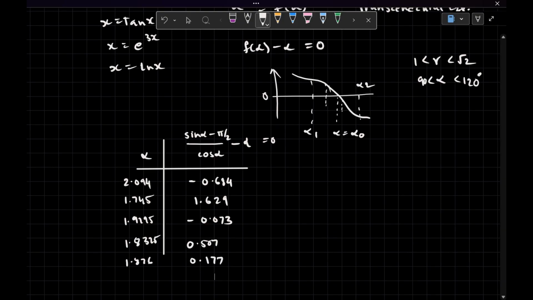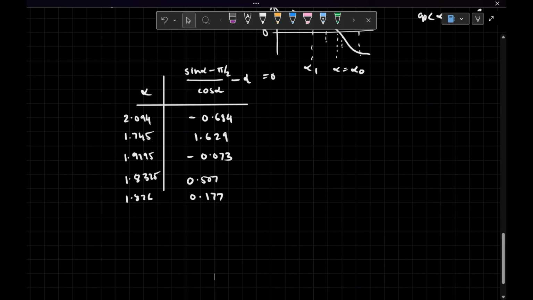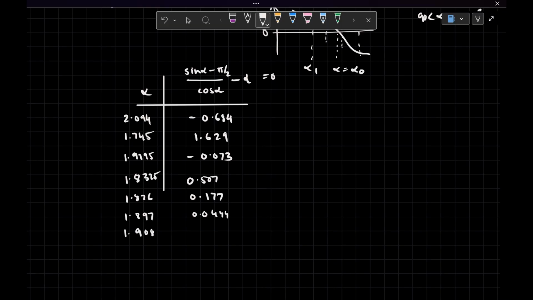You just need to stop when you feel the accuracy of the output is good. But I'm filling in these numbers so that you will understand the flow. 1.897 gives 0.0444. Then again it's the same thing, you are still on the positive side. You should always take the midpoint between this point and this point as you move on. That will lead to 1.9089, which gives 0.00176. Now the next point will be between these two points, which is 1.9029. That gives me a value of 0.015.